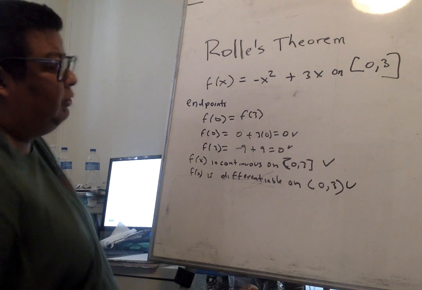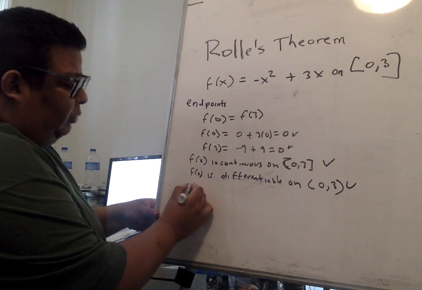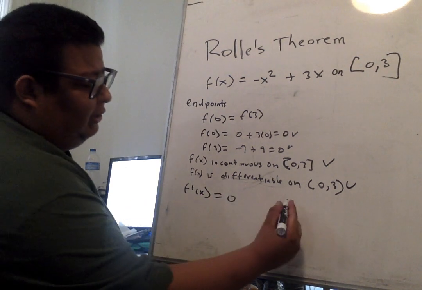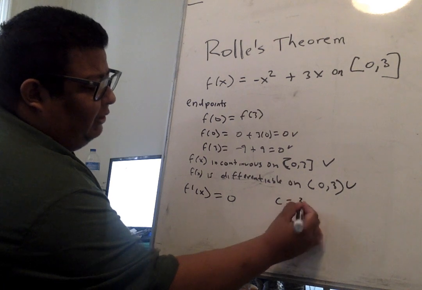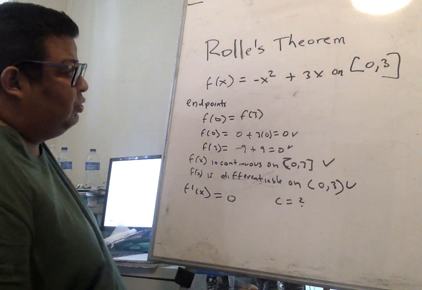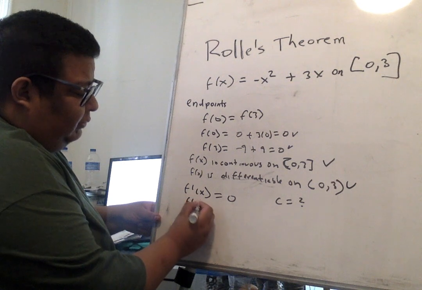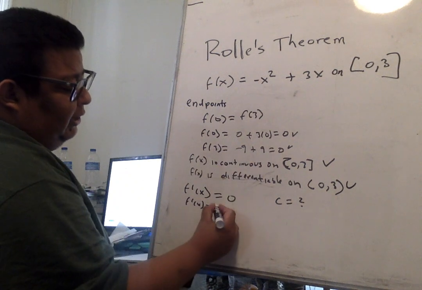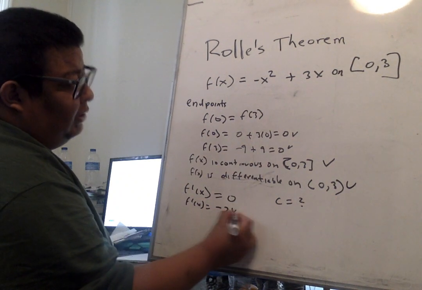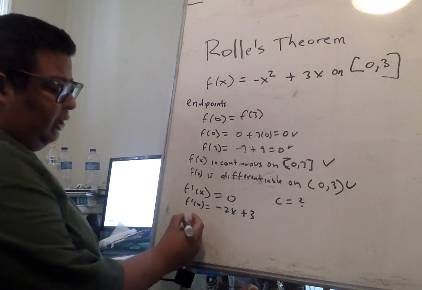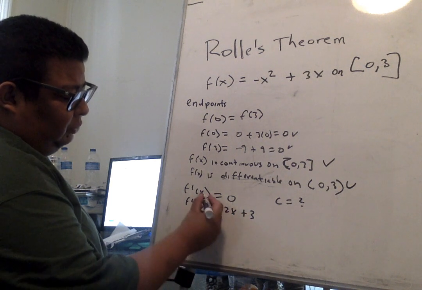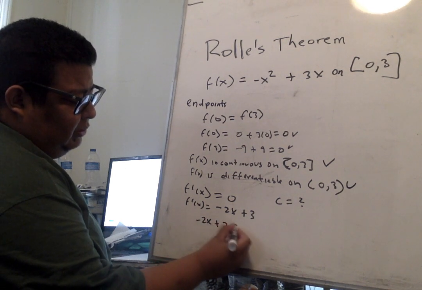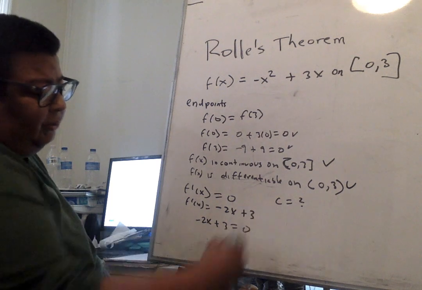Rolle's theorem says that we're going to find where f prime of x is equal to 0. And that x, we call it c. So c, we need to find it. That's a critical point. So first let's take the derivative. f prime of x is equal to, we take the derivative, that would be negative 2x plus 3. Now we set it equal to 0. So we set the derivative equal to 0, so that we get negative 2x plus 3 is equal to 0 to find c, the critical point.